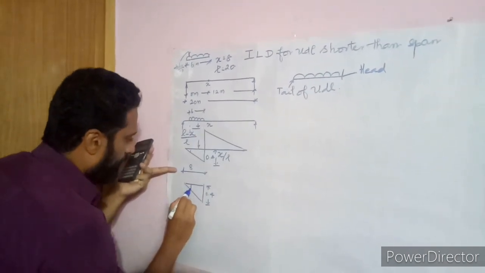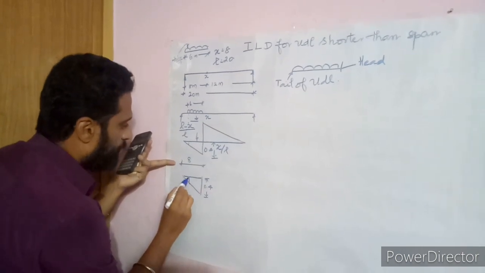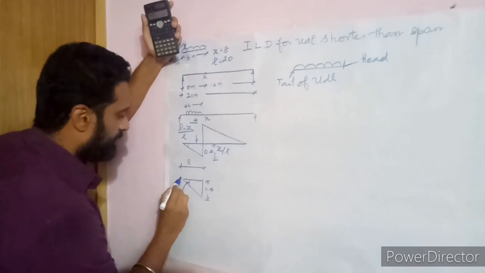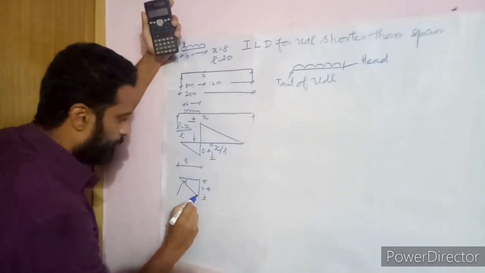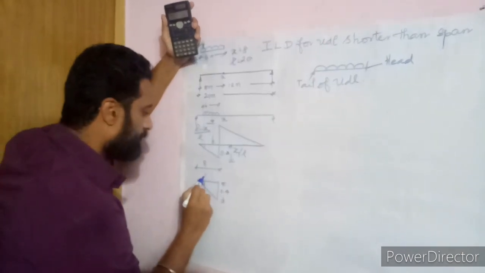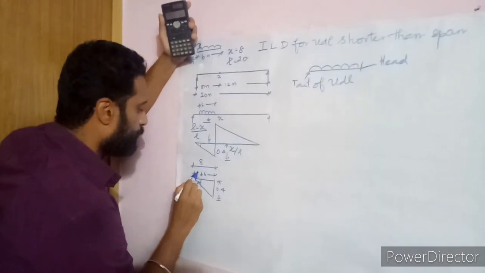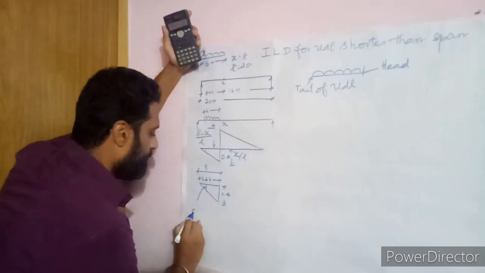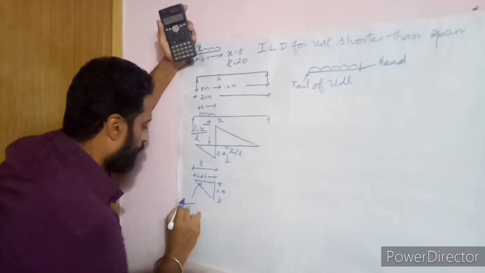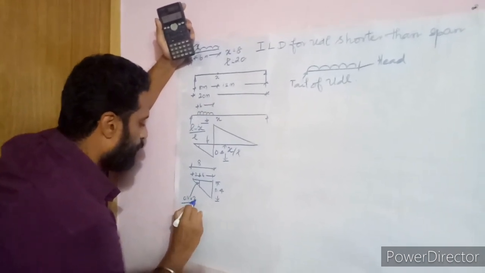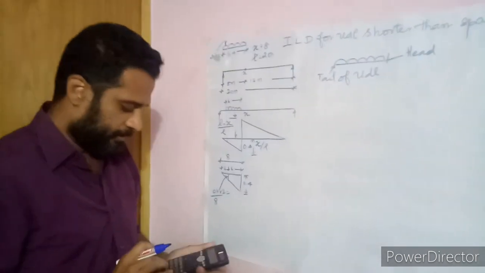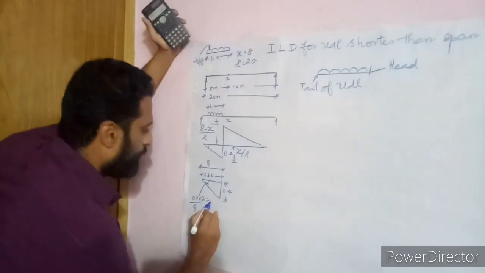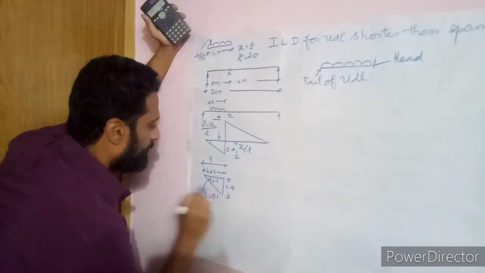Since this is the tail of the UDL, we need to find out this intensity. So how can we find this intensity? See, for 8 meters, this is 0.4. We know that. So this is 6 meters and the left distance is 2 meters. So by using similar triangles, for 8 meters it is 0.4. Then for 2 meters, what is the intensity? 0.4 into 2 divided by 8. So the value is 0.1. So the intensity is 0.1.